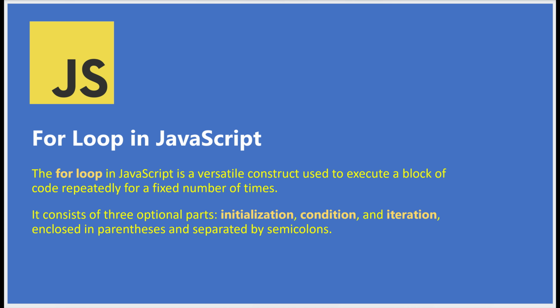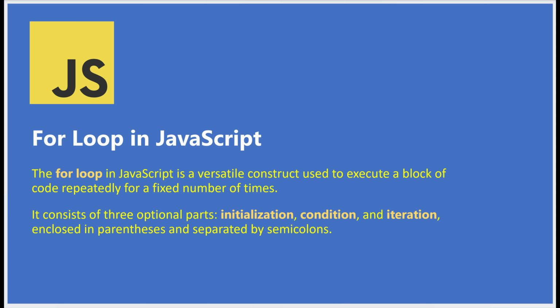Ever wondered how a for loop works in JavaScript? Today we're diving deep into this fundamental coding concept. In the world of JavaScript, a for loop is akin to a workhorse. It tirelessly executes a block of code, repeating the process for a predetermined number of times.